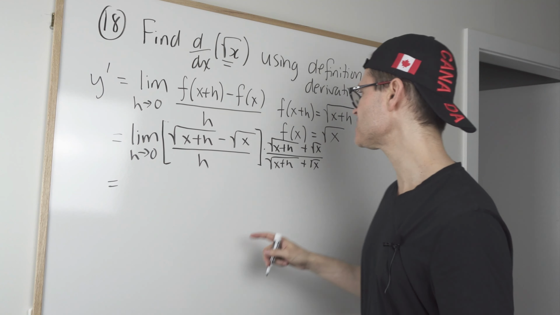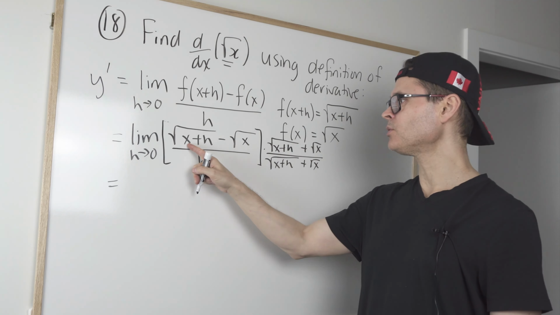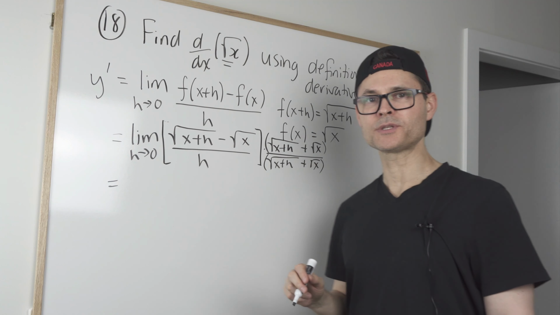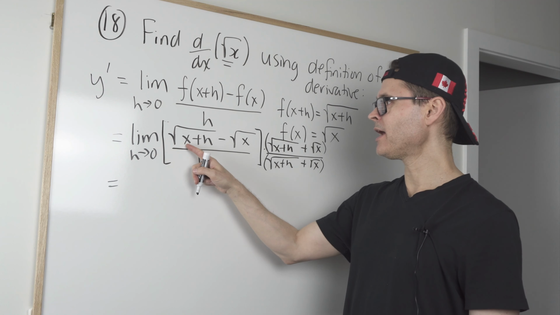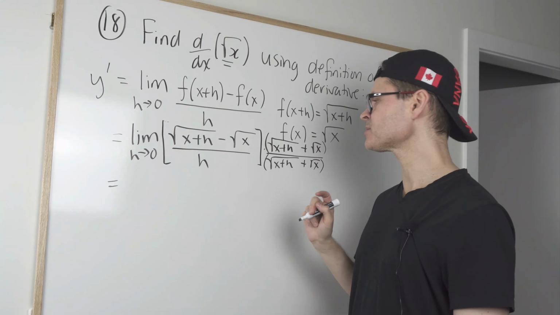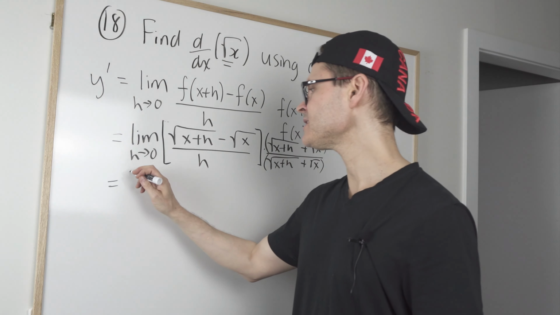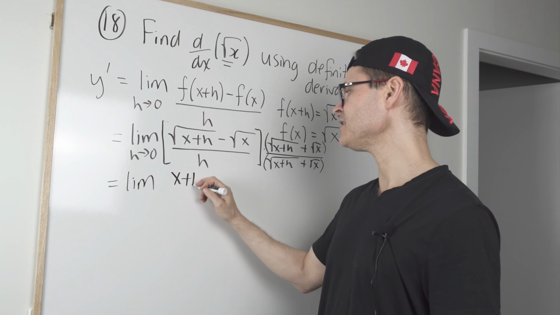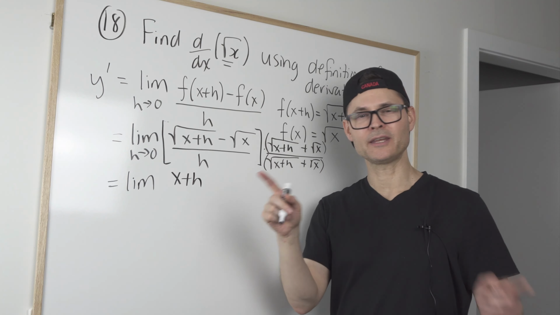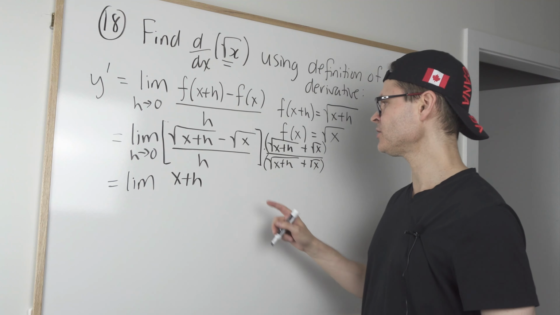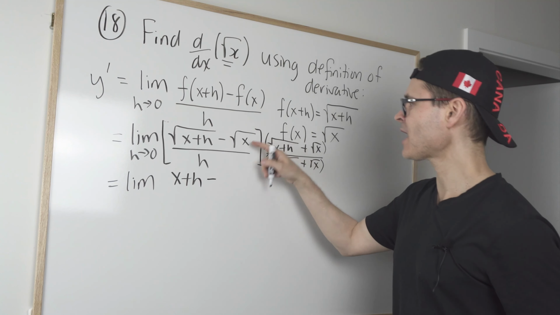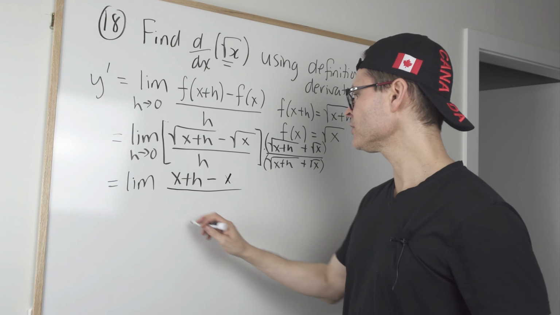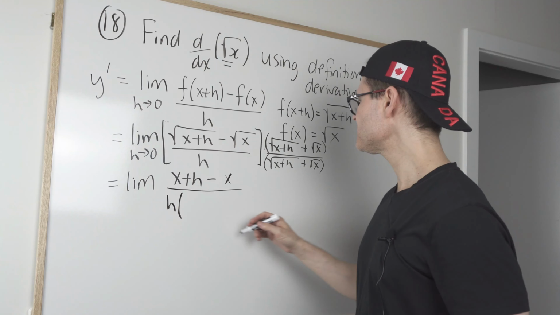So the next stage is to expand the numerator. This times this, I'm going to expand it out using FOIL: first, outside, inside, last. So root x plus h times root x plus h is x plus h. And you can see how useful this is because it gets rid of a lot of the radicals. So x plus h. I know the outside and the inside are going to cancel. You can expand it out, you'll see it'll work. But then what we have to do is subtract root x times root x, which is just x, all over h times this.